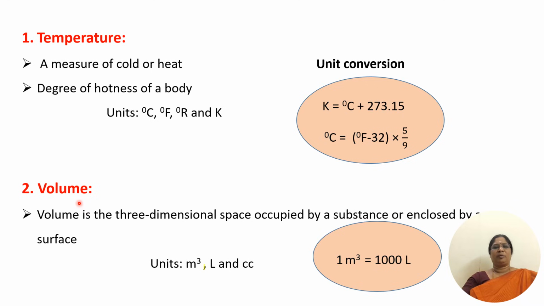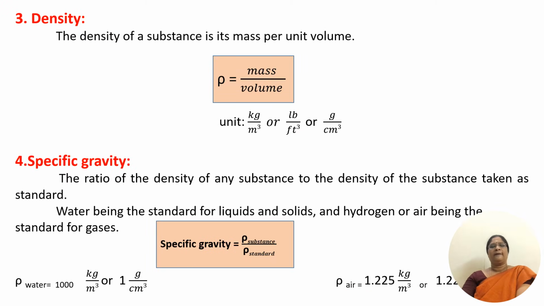The next important quantity is the volume. Volume is the three-dimensional space occupied by a substance or enclosed by a substance on its surface. The different units of volume are meter cube, liter, or cubic centimeter. The unit conversion between meter cube and liter is 1 meter cube is equal to 1000 liter. The third physical quantity is the density.